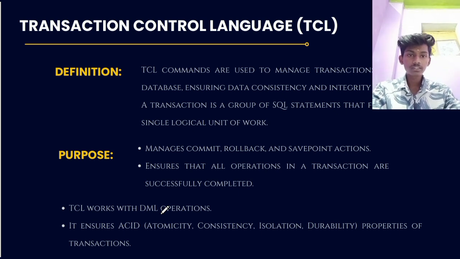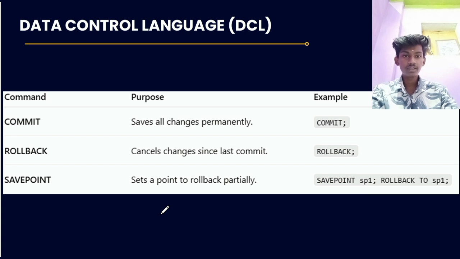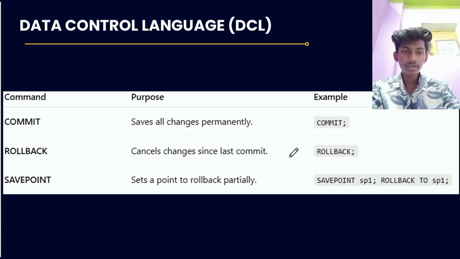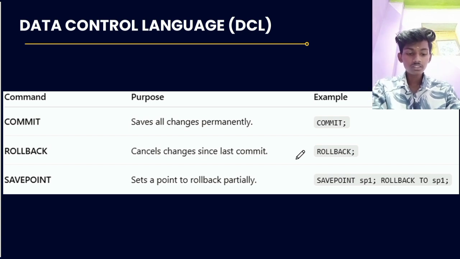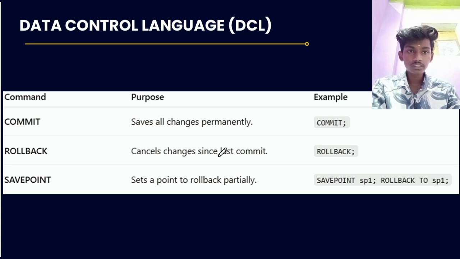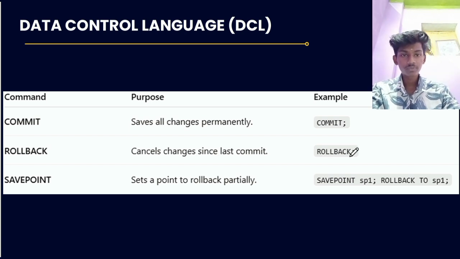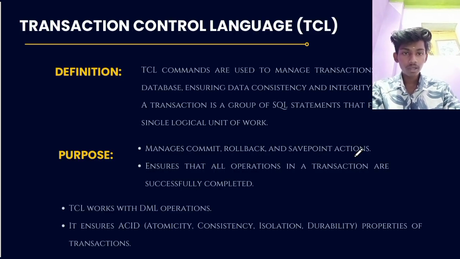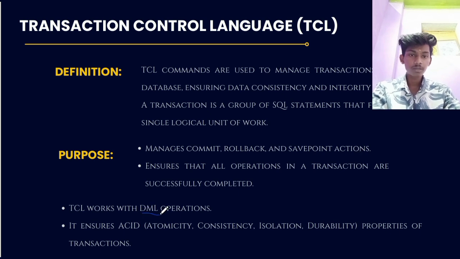The TCL commands are commit and rollback. Commit: save all changes permanently to the database. Syntax is commit. Update students set mark is equal to 95 where roll number is equal to 101. Commit: this means the changes are saved permanently. Rollback cancels the recent change and restores the previous state. Syntax is rollback. Delete from students where roll number is equal to 102. Rollback: if we give rollback, the deletion can be undone.